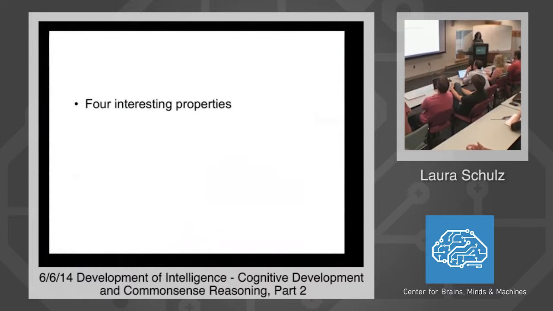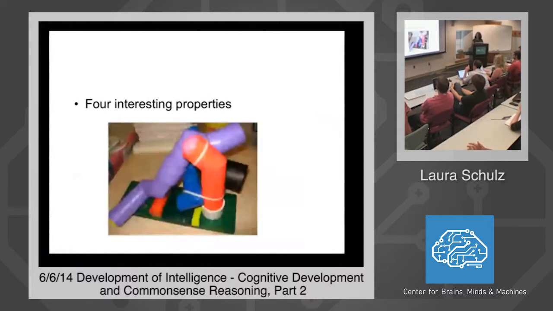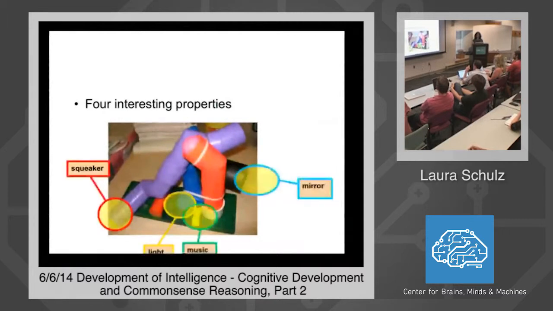And to do this, we gave a toy, and this toy actually had 4 interesting properties: a squeaker, a light, it played music, there was a hidden mirror. But we're only ever going to show the children this property, that it squeaks. And again, you can do it in 4 different ways.